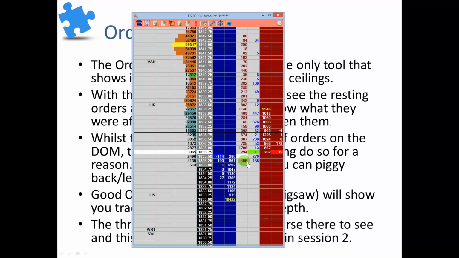At the same time, when you're looking for absorption, you're probably also going to see some high numbers here, which is the column that tells us they're actually adding more orders.